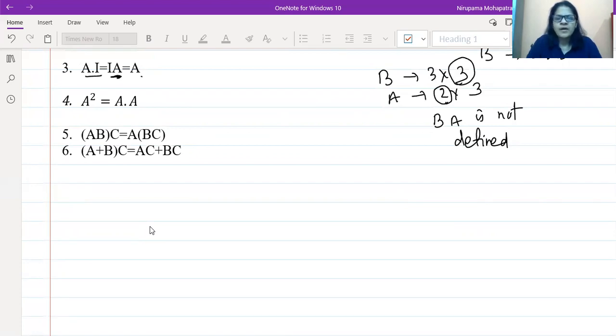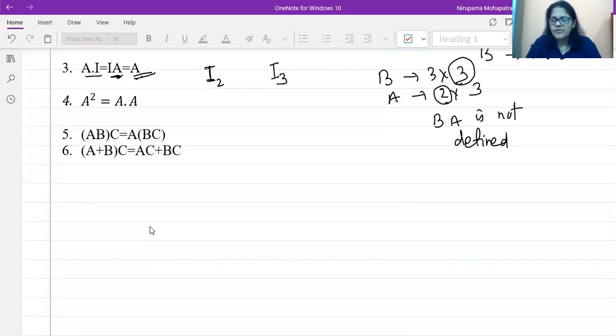This I matrix, as you know, identity matrix should always be a square matrix. So you may take I2 or I3, an identity matrix of order 2 by 2 or 3 by 3. In that case, A will be either a 2 by 2 matrix or a 3 by 2 matrix. Whenever you multiply AI, you get the A matrix.